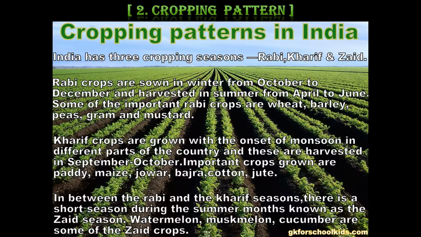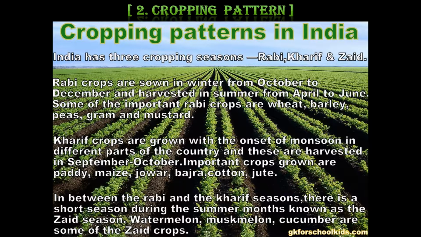Kharif crops are grown with the onset of monsoon in different parts of the country, and these are harvested in September, October. Important crops grown are paddy, maize, jowar, bajra, cotton, jute. All these are Kharif crops. Okay, and in between the Rabi and the Kharif season, there is a short season during the summer months known as the Zaid season, in which watermelon, muskmelon, cucumber, and some of the Zaid crops are taken. Okay, so in this way, in India, we have three cropping patterns: Rabi, Kharif, and Zaid.